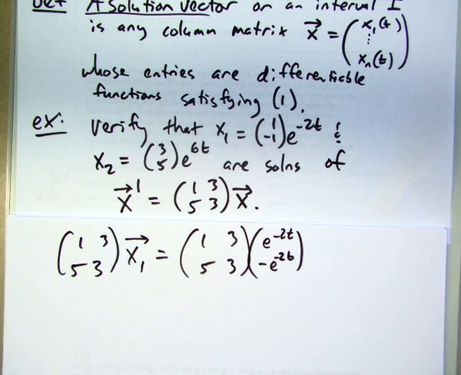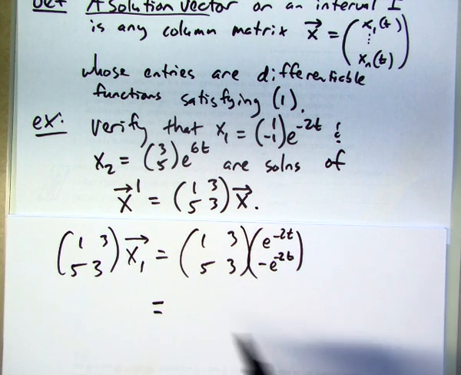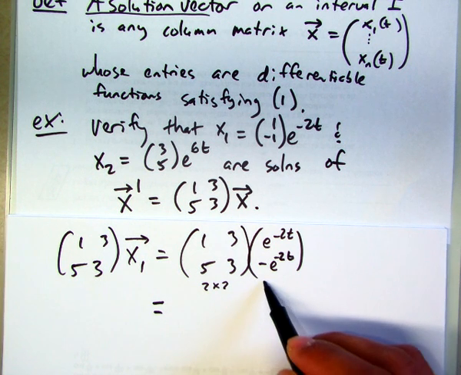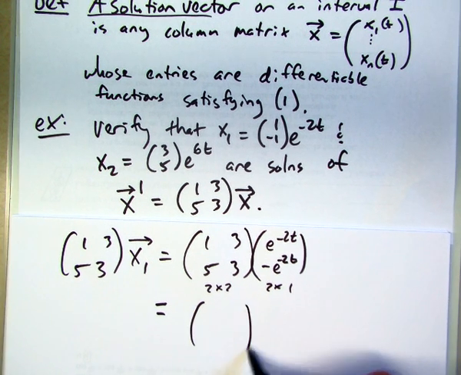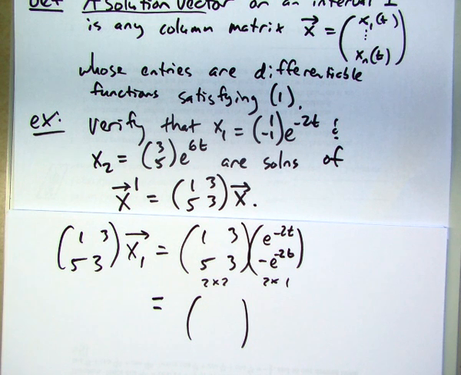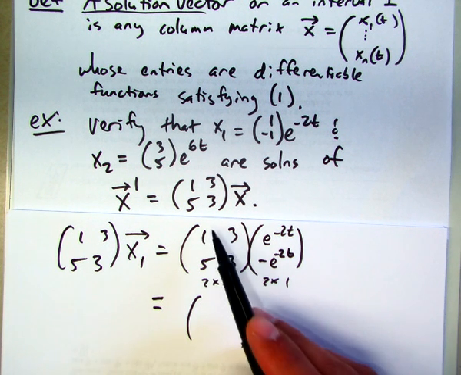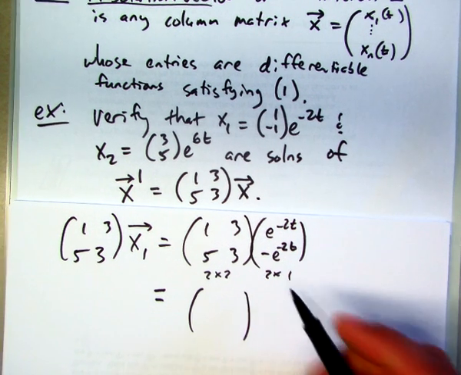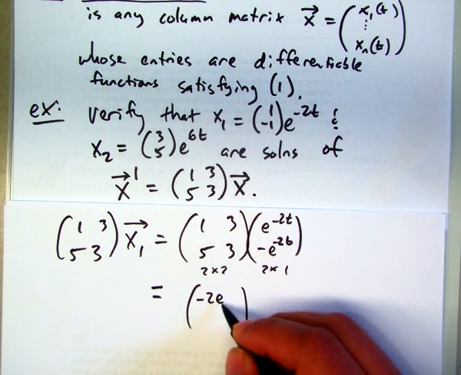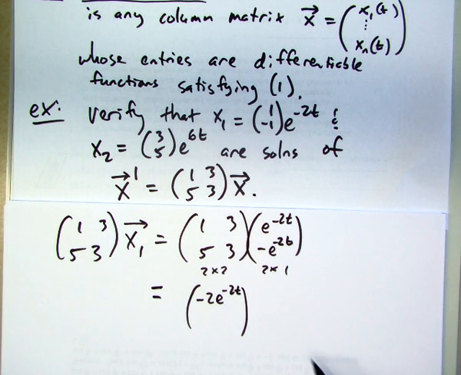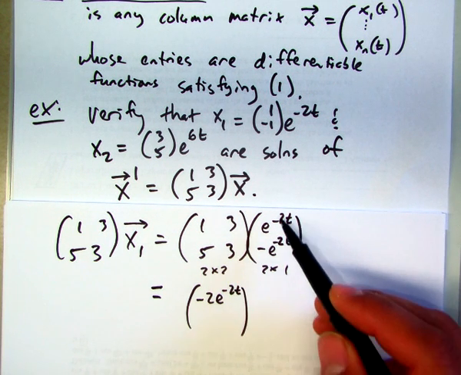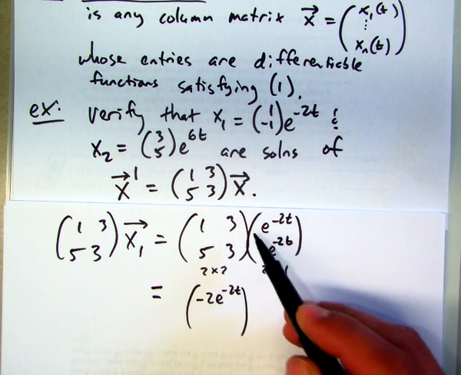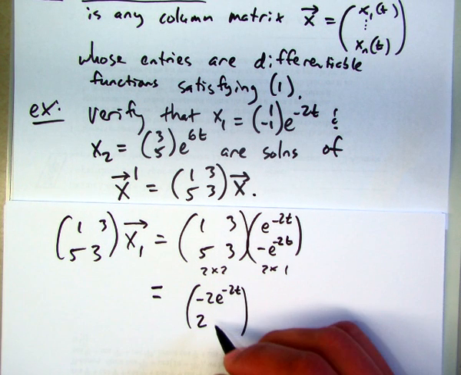Okay, so if you actually multiply this out, this is a 2 by 2 times a 2 by 1. You're going to get a 2 by 1 matrix. Anybody have it yet? One times e to the minus 2t. Add that with 3 times negative e to the negative 2t. That gives us negative 2 e to the negative 2t. And now we take the bottom row, dot it with the only column that we have. We have 5 minus 3, so that's 2 e to the negative 2t.